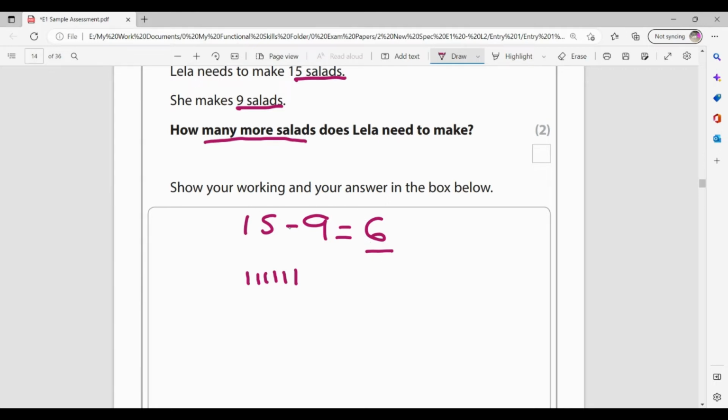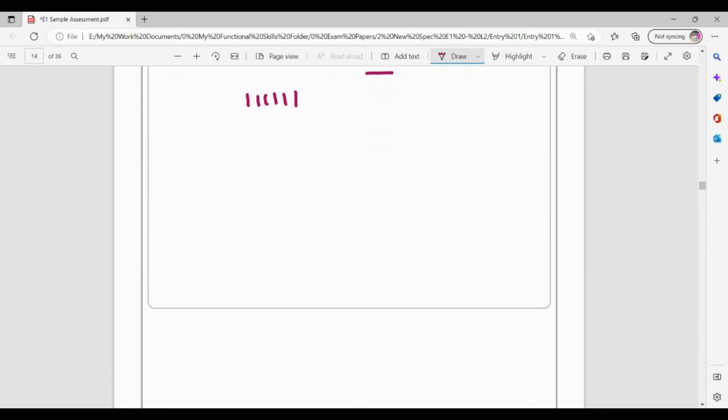If you're not sure how to work it out, 15 take away 9 would give you your first mark. So write your process. Always remember, tell the examiner exactly what you're going to do. I know that this is a subtraction question.